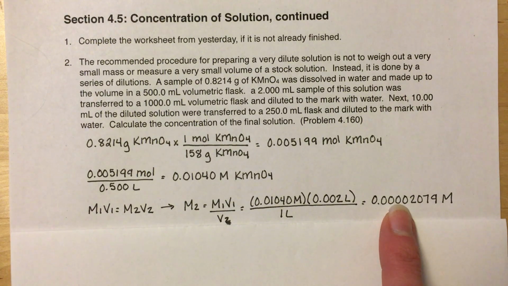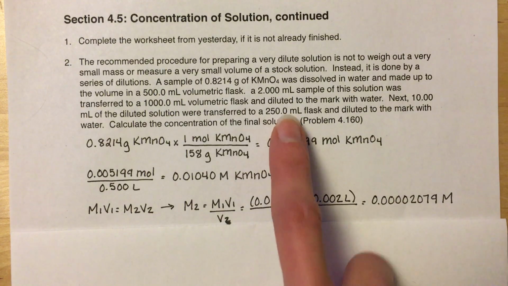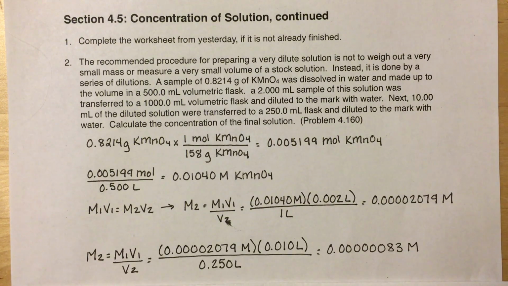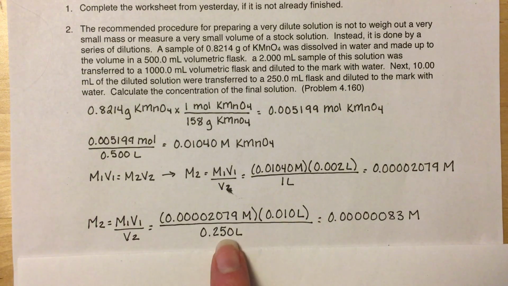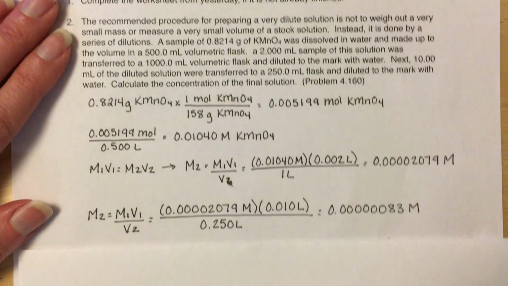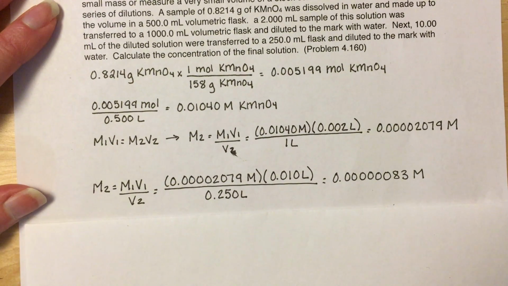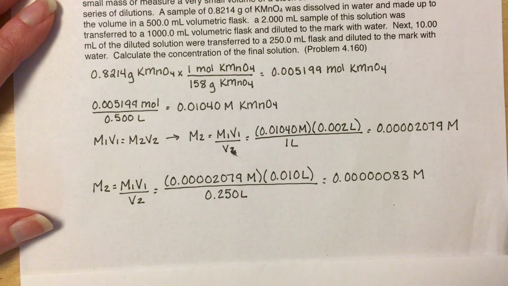That solution is diluted again. We're taking 10 mLs of this solution and diluting it to 250. And so we're going to do another one, M2 equal to M1V1 over V2. And there's that molarity that we just calculated. We're taking 10 milliliters of it and diluting it to 250. And here's our new molarity. And I've chosen to not write it in scientific notation to kind of give you the magnitude of the dilution. It's a very, very low concentration solution.